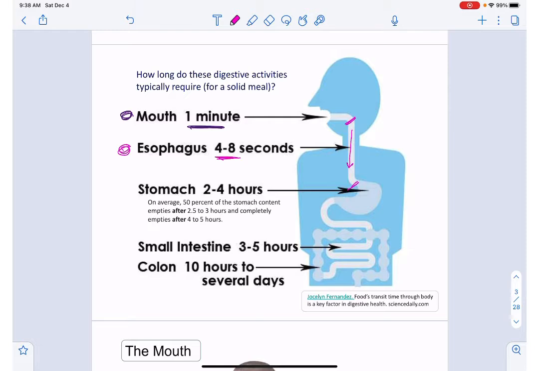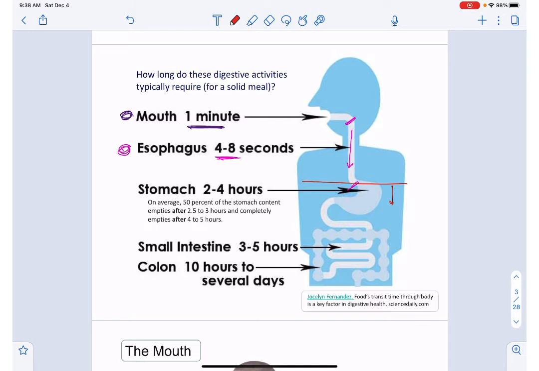Then we get down into the stomach. It goes through the diaphragm. Now we're down in the abdominal cavity, and this is where the action's going to happen. This is where the food's going to take some time to hang out, because this is where we're starting to actually do a lot of digestion and a lot of absorption.